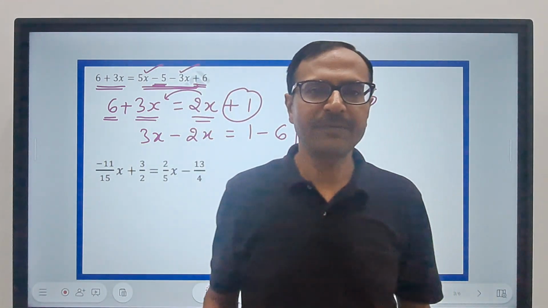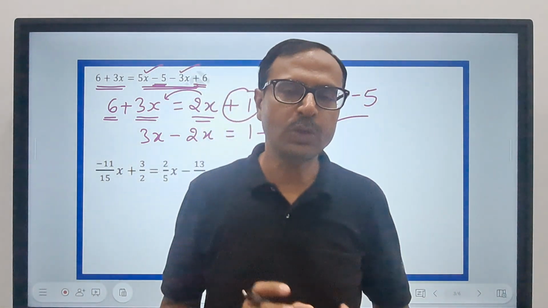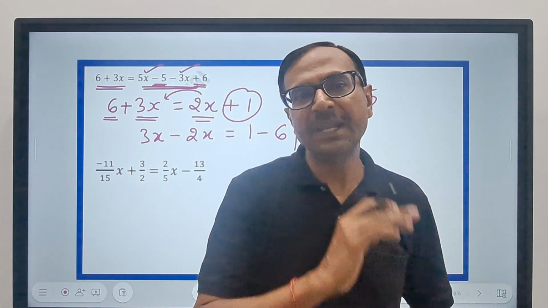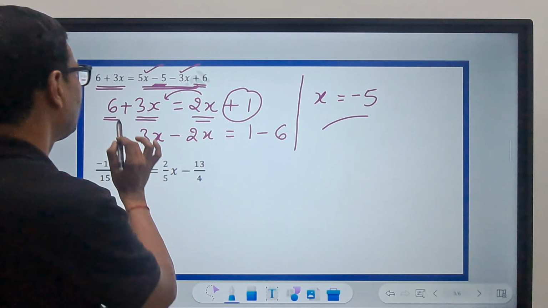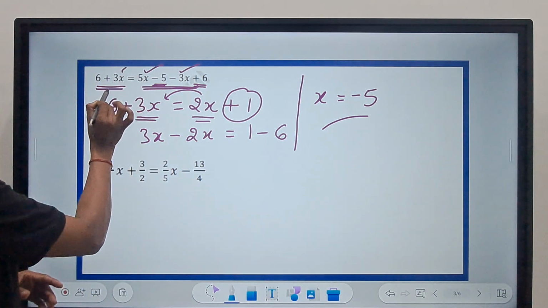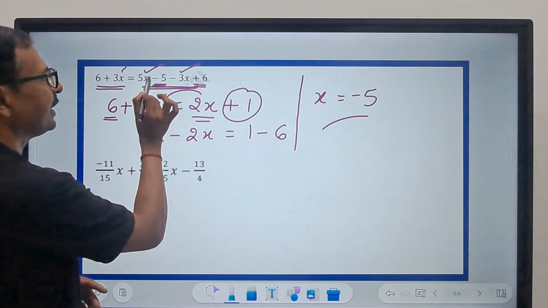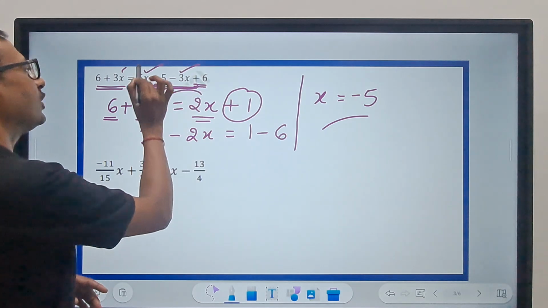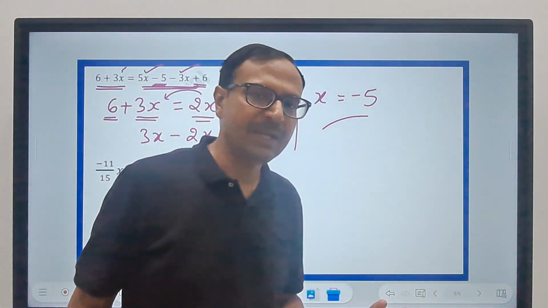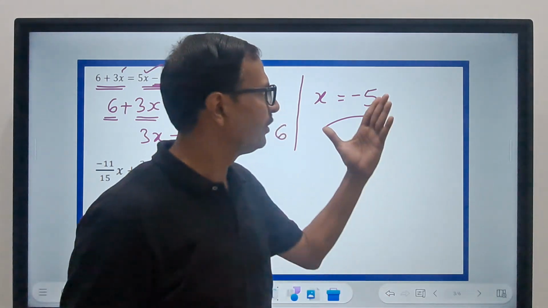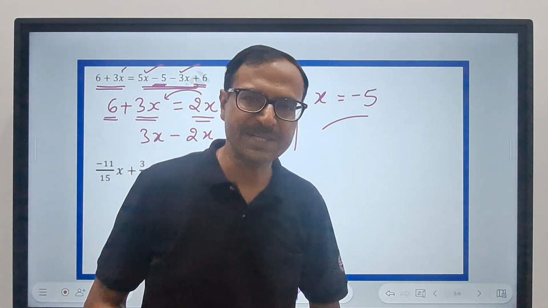It's always recommended, friends, that you should check your solution before leaving the answer there. So you can do it mentally, x equal to minus 5. If you put minus 5 here, whatever you get as the left hand side, and if you put minus 5 in two places here, whatever you get on the right hand side, these two terms have to be exactly the same. So the solution, x equal to minus 5.